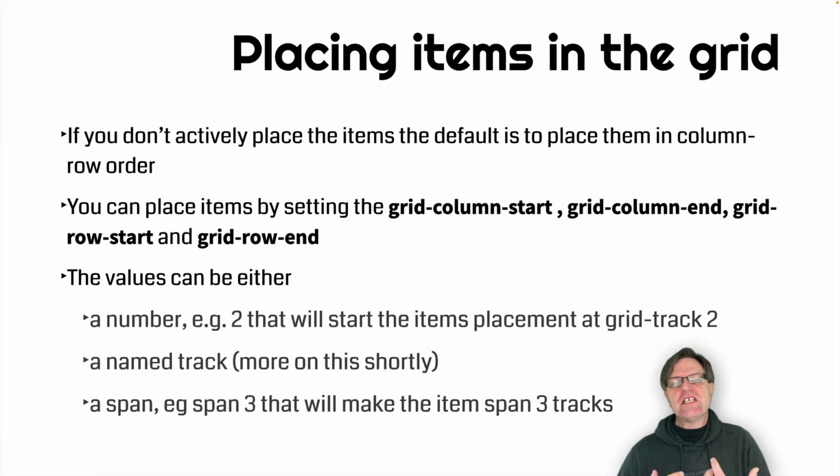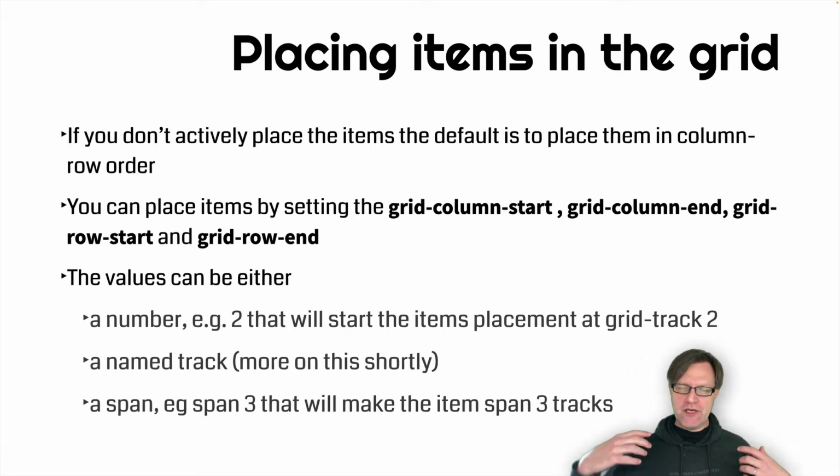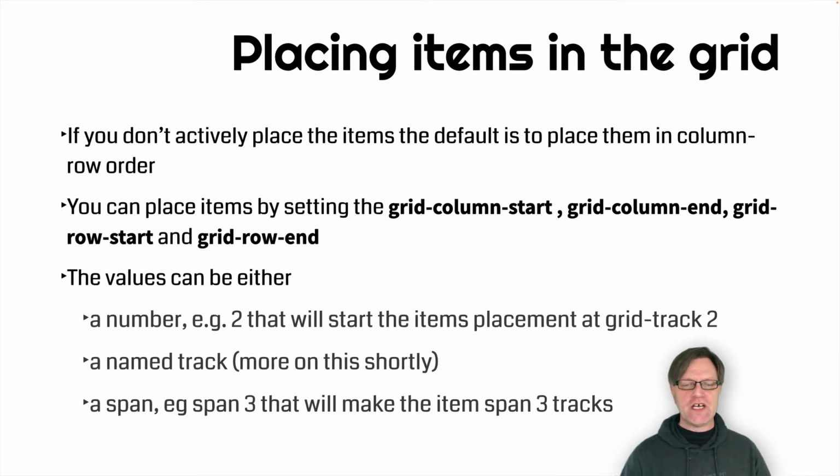As we have seen so far, the grid automatically places all the items in the order you have in your HTML file. But if you want, you can place items actively or explicitly in the grid. And to do that, we have a couple of attributes, and those you set on the grid items. You can set the grid column start and the grid column end and the grid row start and end.